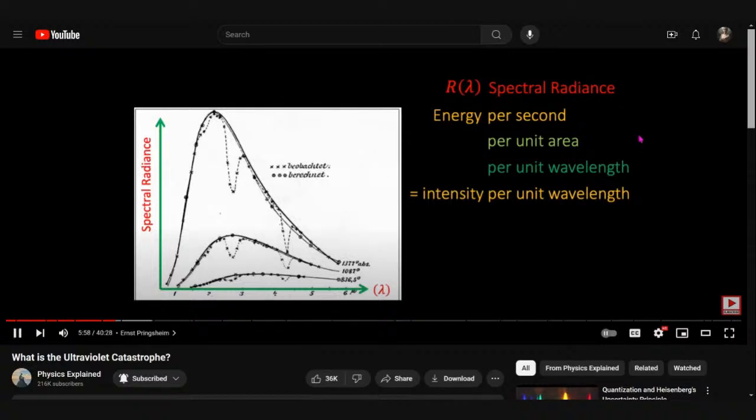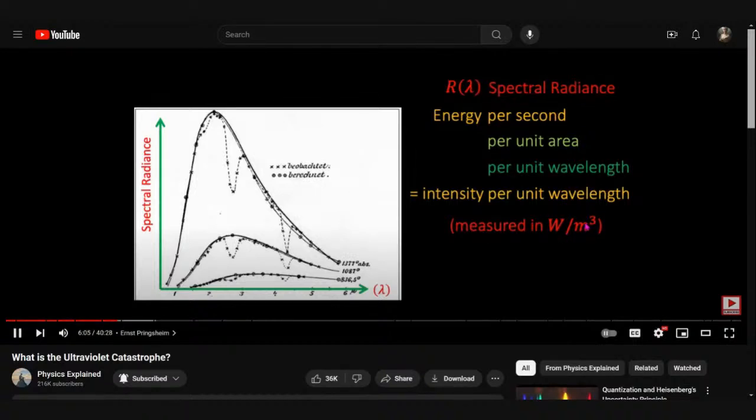Power per unit area, it follows that the units of spectral radiance are watts per cubic meter. Okay, this is watts per cubic meter. Why is it watts per cubic meter? Because watts per meter squared, I don't know why. This is watts per meter cubed of the box. How many watts are in the box? This is the box, maybe?